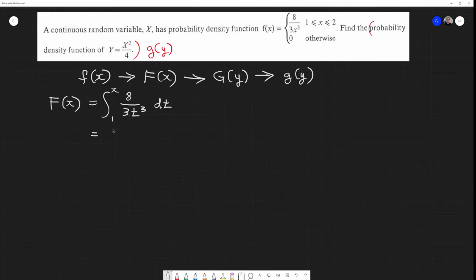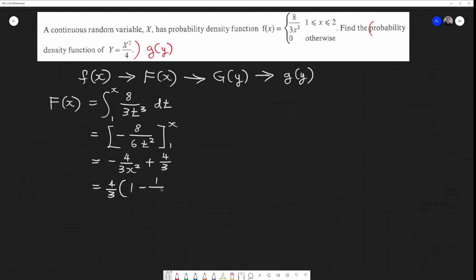Okay, so let's work this out. This is t to the minus 3, so we are going to end up with minus 2, so that's negative 8 over 6t squared. And then we're going to put the limits in here, and then work that out. So that's negative 4 over 3t squared. Sorry, it should be an x squared here. And then minus minus plus, so that's 4 over 3. So we can factorize 4 over 3 out. So we got 1 minus 1 over x squared. There we go.